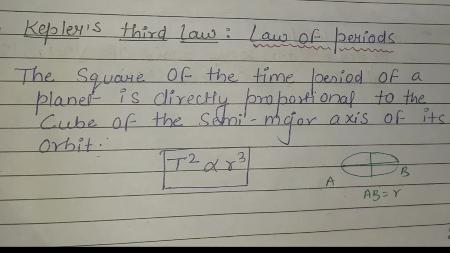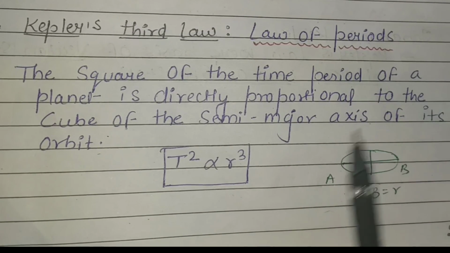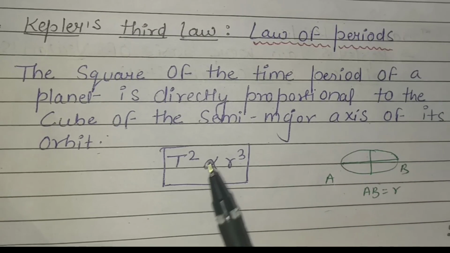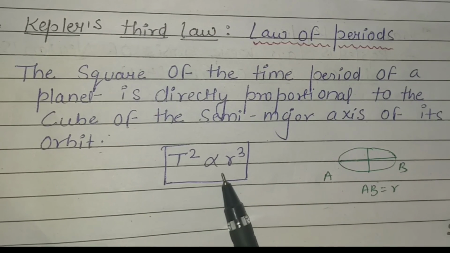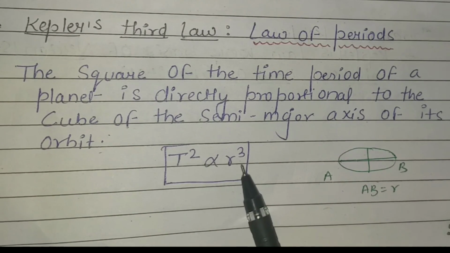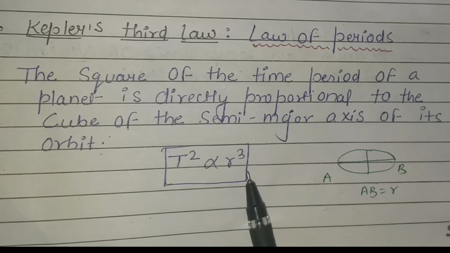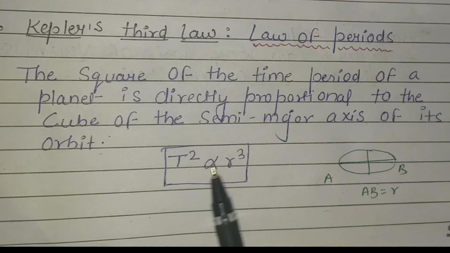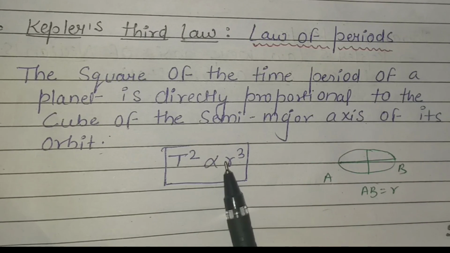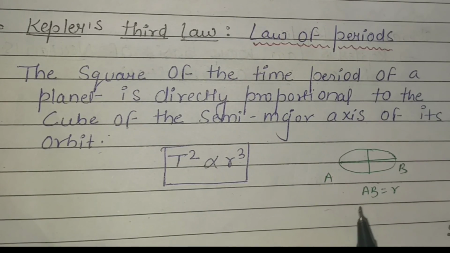Now the third law given by Kepler is the law of periods. In this law, Kepler concluded that the square of the time period of a planet is directly proportional to the cube of the semi-major axis of the orbit. As you can see here, the square of the time period is directly proportional to the cube of the semi-major axis of the orbit of any planet.